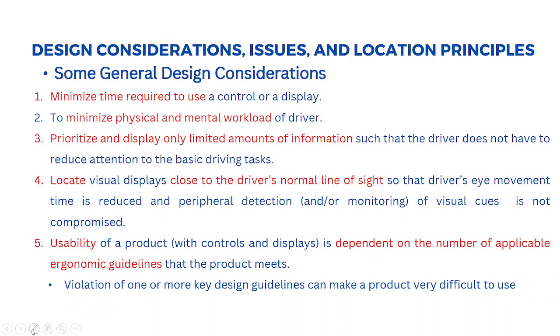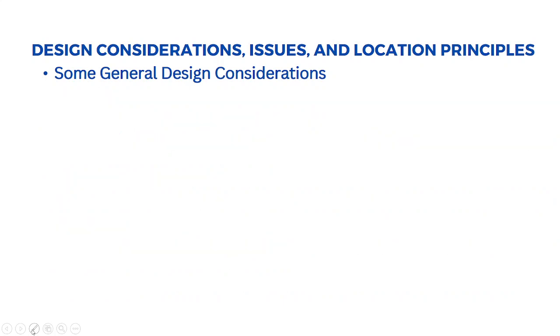The fifth one is that the usability of a product depends on the number of applicable ergonomic guidelines it meets. There are specific guidelines provided for controls and displays. The usability of your controls and displays will depend on how many of these guidelines your product meets. Violation of one or more key guidelines can make the product very difficult to use, and as we know, if it is very difficult to use, drivers will be reluctant to use your specific control or display.